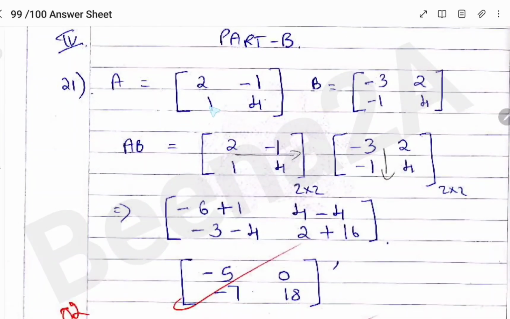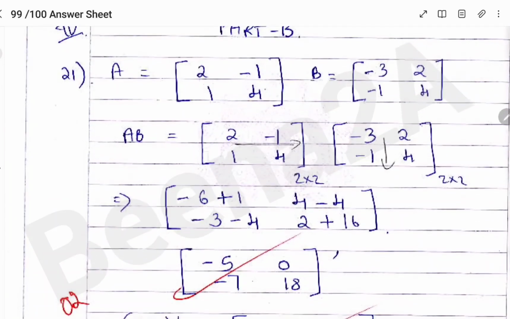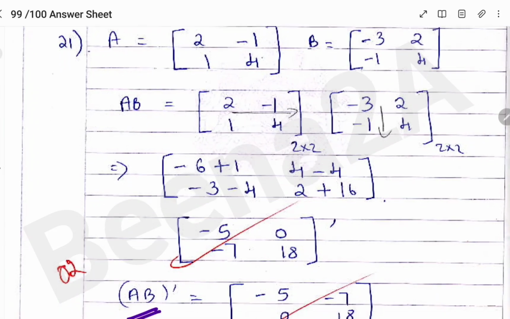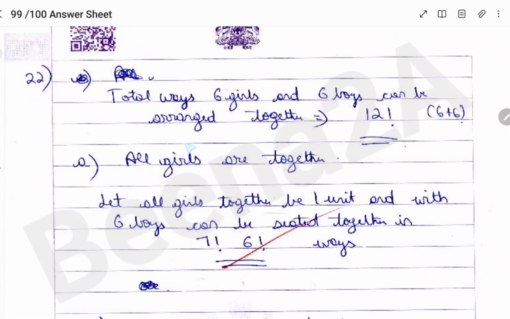Then you have part B. 2 matrices are given. You have to find this one, AB, the whole complement. See how he has followed steps, right? Neatly, step by step, he has solved all the problems. Here again, this is related to permutations. 2 marker.